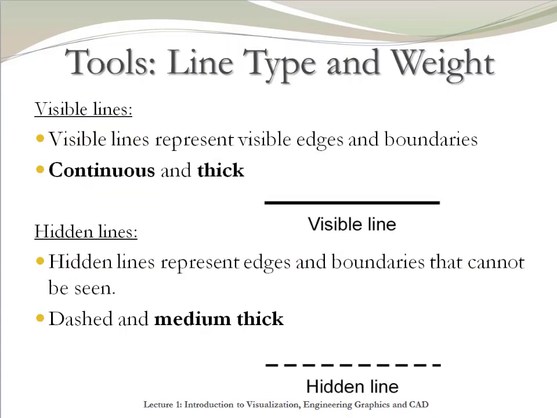It is important to understand the types of lines that are used in an engineering drawing and how they are used. Let's start with the visible lines. They represent visible edges or boundaries. These lines are continuous and thick. The hidden lines represent lines or edges that are not visible. They are dashed and medium thick.